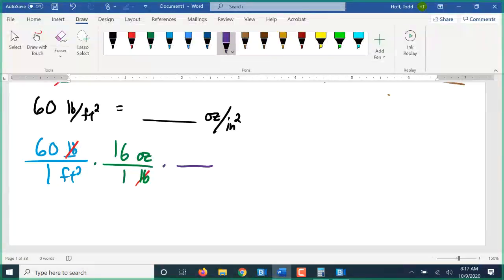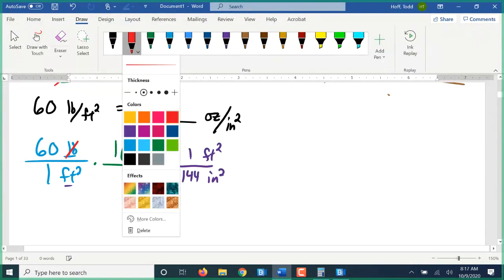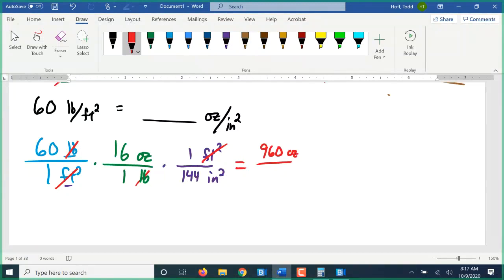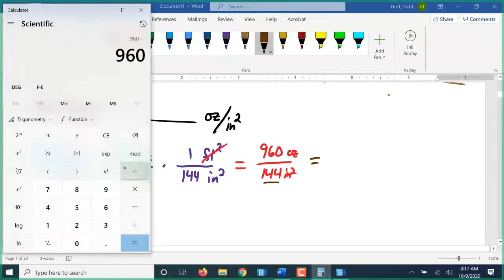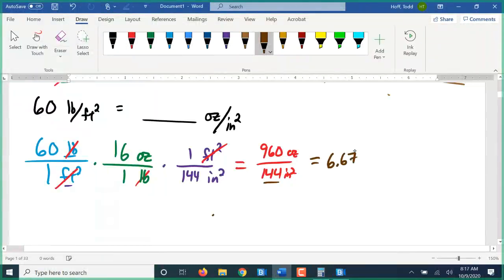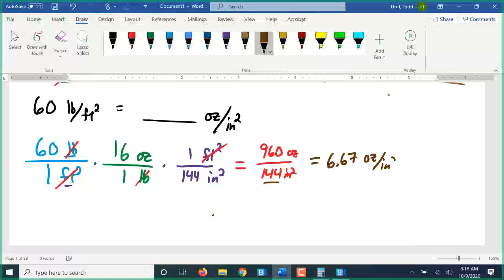Next, we have to get rid of the square feet. Now, it's on bottom, so to get rid of it, I have to put it on top. We're going to square inches. 1 square foot is 144 square inches. So the square feet have canceled out. So now we're going to do the top. We're going to multiply 60 times 16 ounces, 960 ounces, over 1 times 144 square inches is 144 square inches. And again, to reduce that down, I'm just going to divide by that bottom number, the 144. The 960 divided by 144 is 6.67 ounces per square inch.